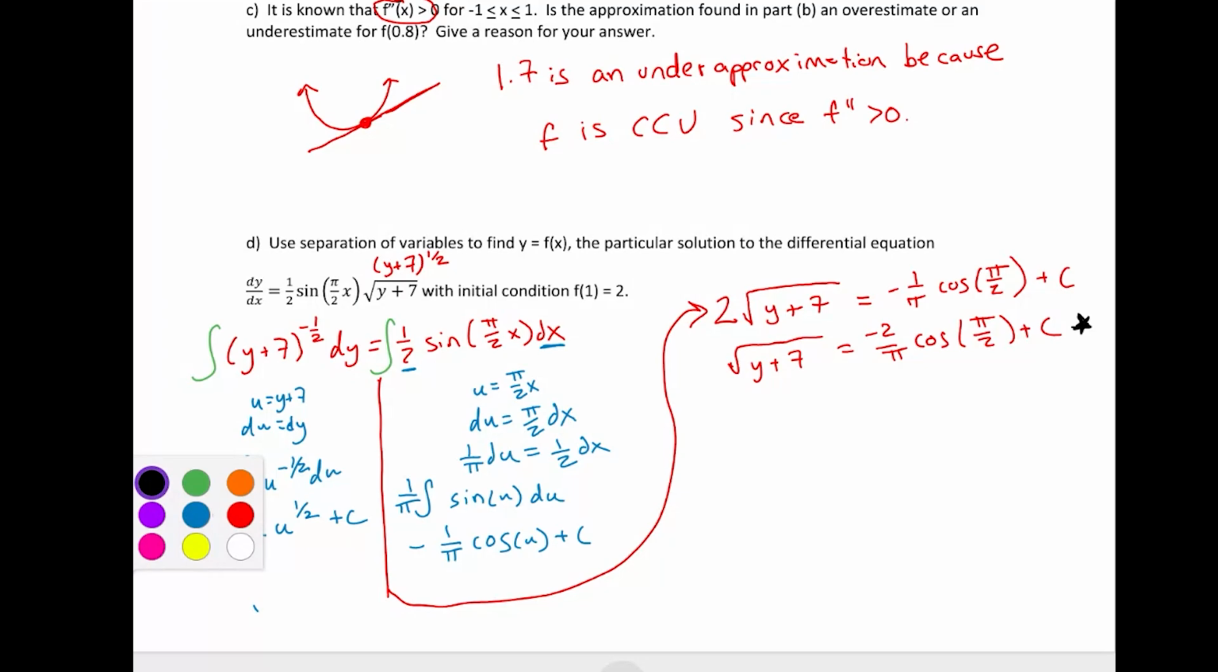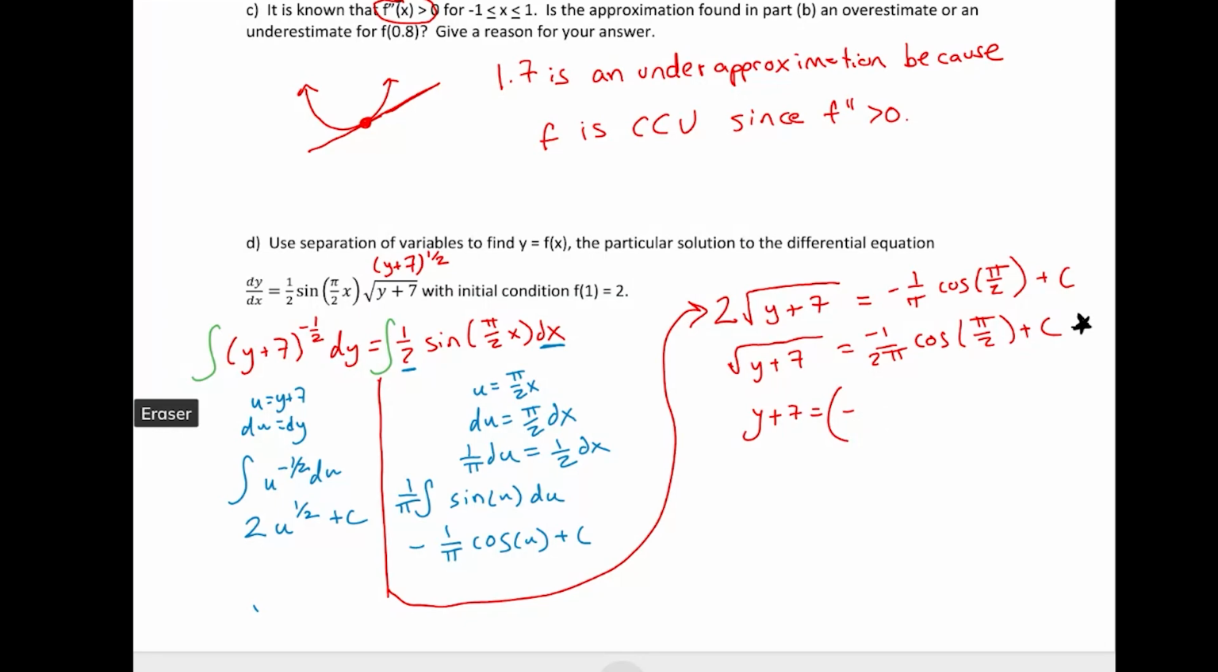Yeah, so let's say the y plus 7 equals, and then we get this lovely expression, negative 2 over pi. Oh, wait, hold up here. We didn't multiply both sides by 2. We were supposed to divide both sides by 2. Oh, my goodness. Sorry, y'all. Let's fix that. So that should be 1 over 2 pi, not 2 over pi.